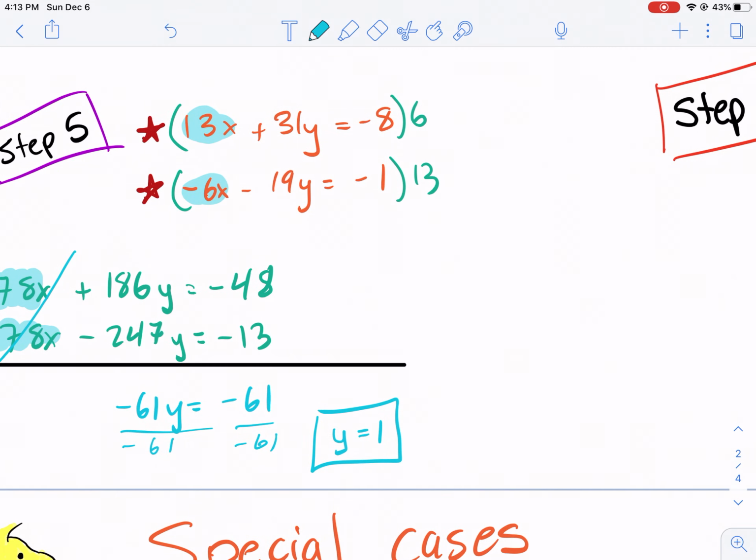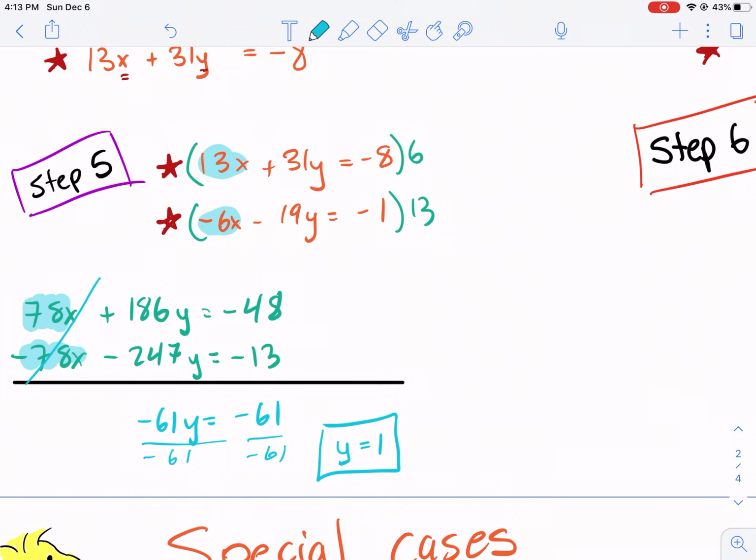What do we do once we do that? Well, we plug it back in. This is just like a regular system of equations. Please check out those videos, it was 3.1 if you're interested. So I'm going to plug this back into the top equation. And what happens when I do that?